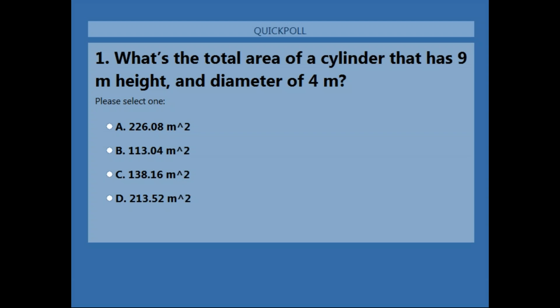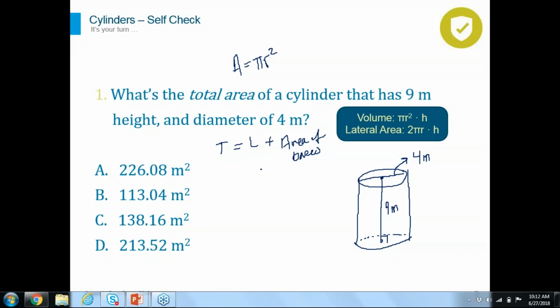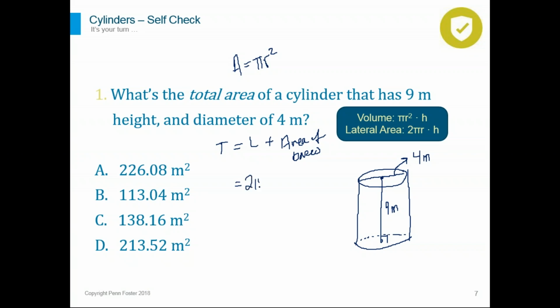Okay, let's do the question together. So again, we're going to find the lateral area using the second formula that you see on the screen. And then, of course, we know from Unit 2 the area of a circle. So the total area here will equal 2 pi r times the height, plus 2, because we have two bases, times the area of one base, that would be pi r squared.